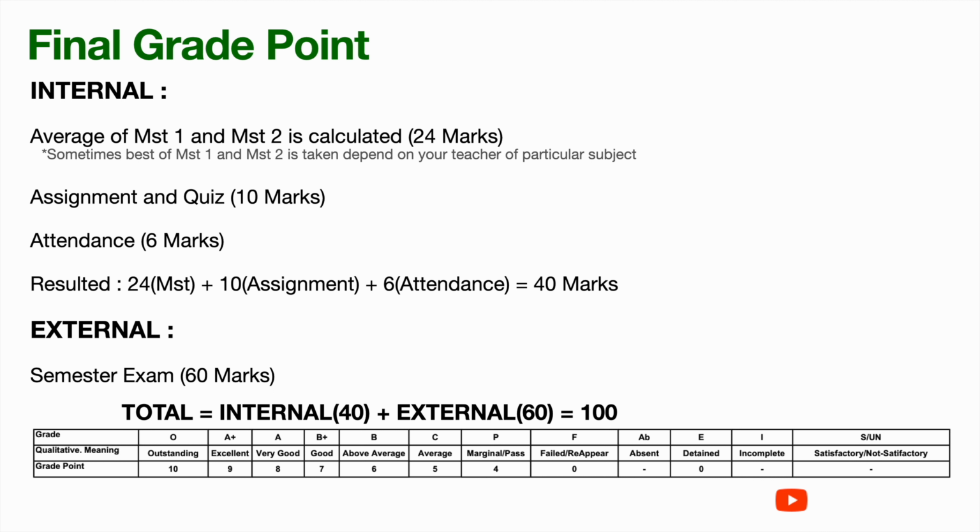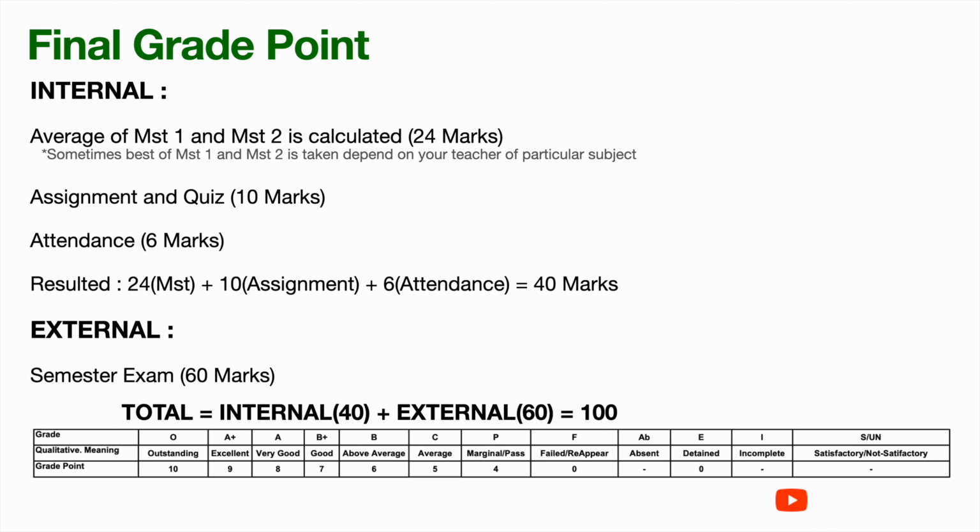You have to pass this exam, so that your total is calculated. Otherwise you will be considered failed in the paper, and you have to reappear for it in the next semester. So be serious about this semester exam. Okay, so the total is internal 40 marks, external 60 marks, and the total is 100. Now we talk about the grade.